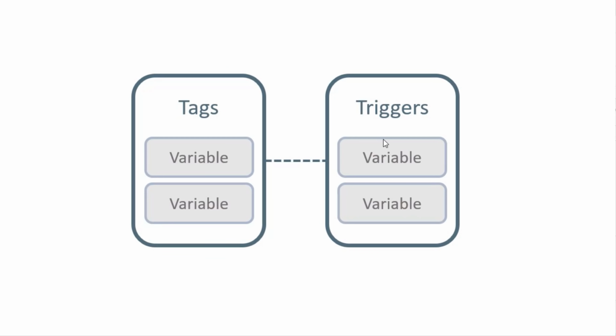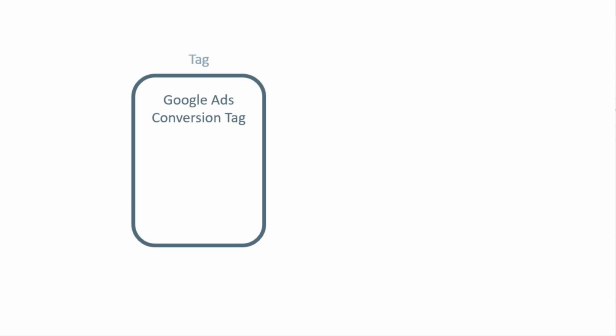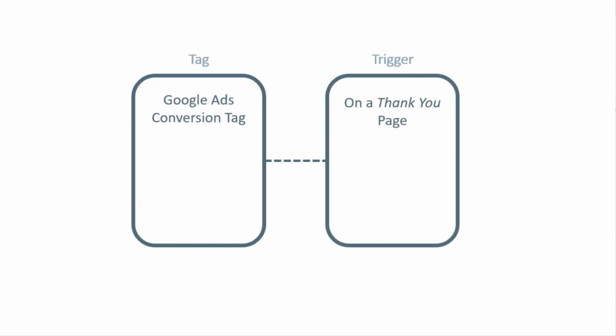So we can take a look at this a bit differently. At first, we have a tag. In this case, it's Google Ads conversion tag. So what do we want to do? We want to send conversion data to Google Ads. Then the question is, when do we want that to happen? And that's where triggers come in. And our condition could be, well, we want to fire our Google Ads conversion tag on a thank you page.